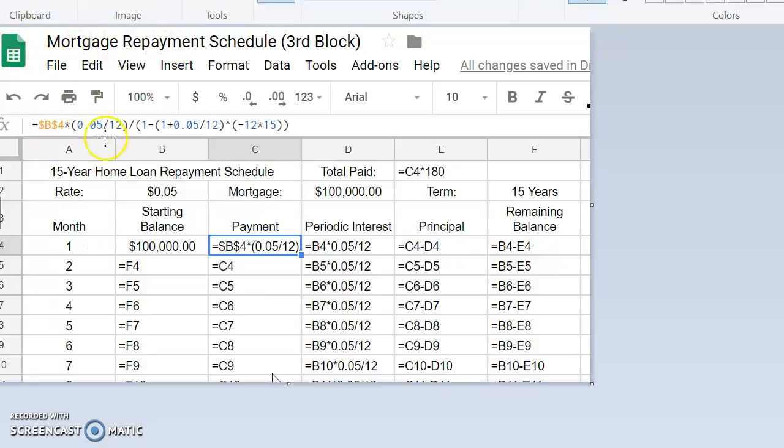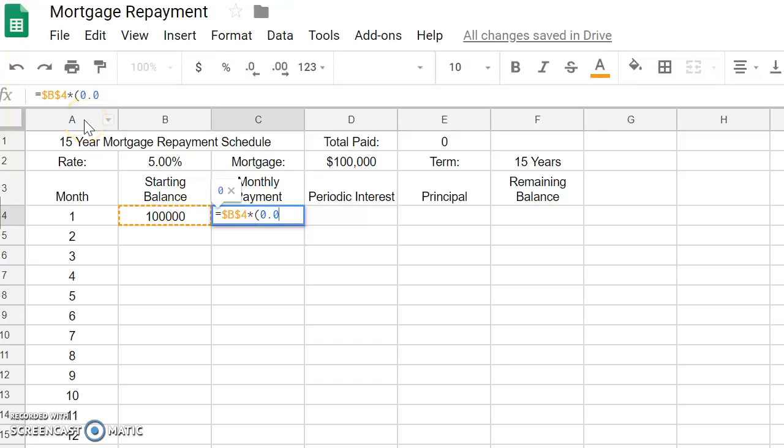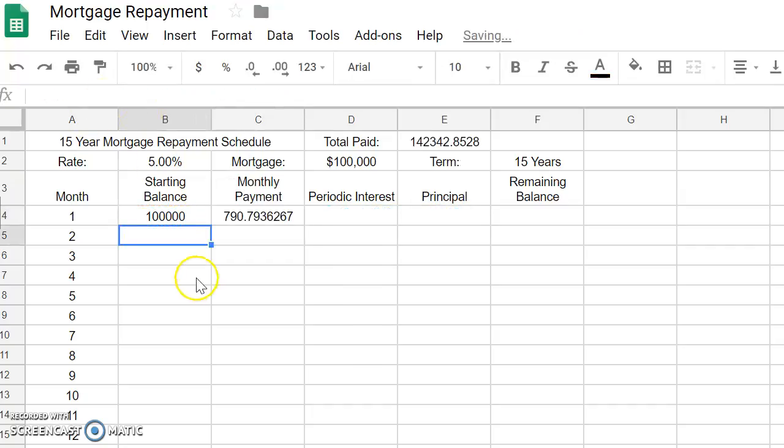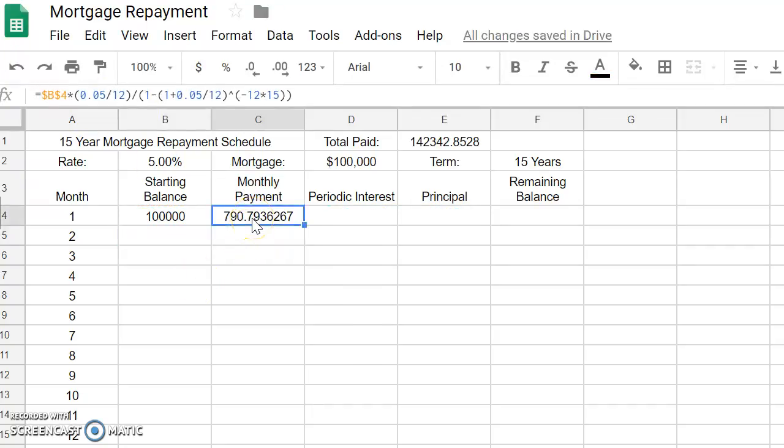The rate is 0.05. Now, instead of grabbing that cell, I just wrote in 0.05. Divide by 12. Divide by 1 minus 1 plus 0.05 over 12. Raise it to the power of negative 12 times 15. Let's see if that works. So our monthly payment is 81.